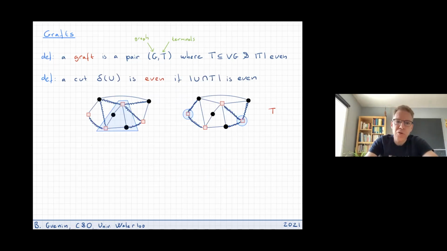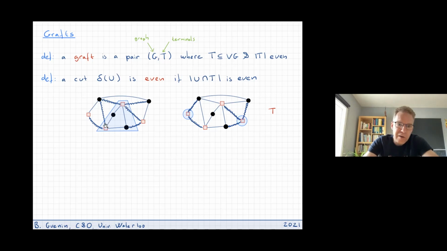Then I can define the notion of an even cut. So I have a cut delta U. U is one of the shores of my cut. And my cut is going to be even if I have an even number of terminals on each of the shores. And for this to be well defined, of course, I needed to have an even number of terminals in the graft. So I have the same parity on both shores. So those wiggly edges here form an even cut.